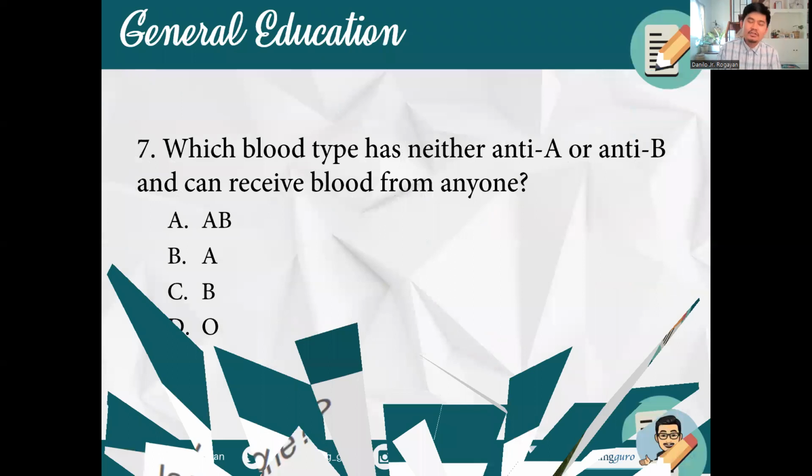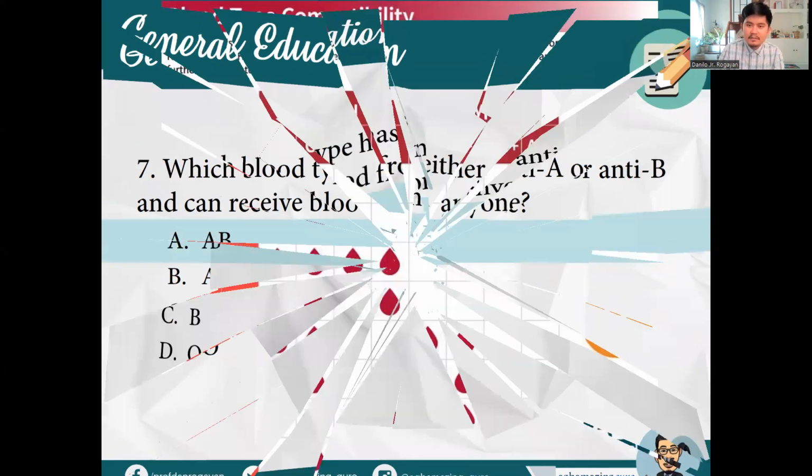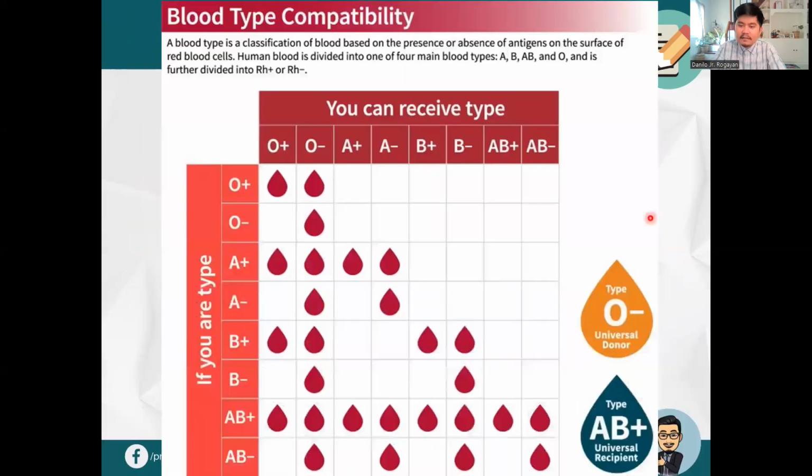Okay, next question. Which blood type has neither anti-A or anti-B and can receive blood from anyone? Ito, paborito rin tinatanong sa board exam ito sa Gen Ed Science. So what is the answer? It can receive blood from anyone. So kahit ano, pwede niyang i-receive na blood type. So that is AB. So AB, specifically the type AB positive, is considered to be the universal recipient.